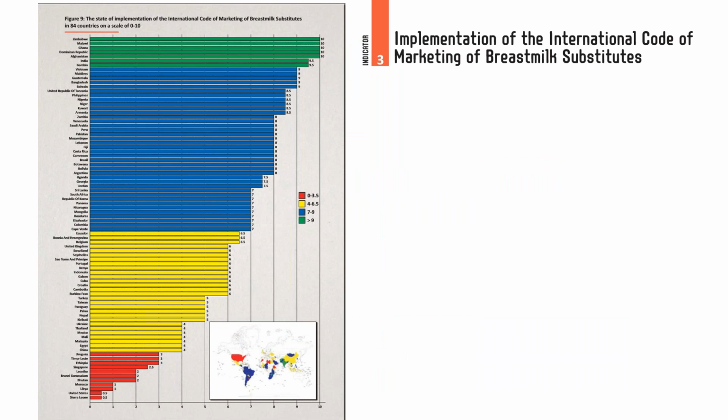And where are we in the world? Well, you can imagine where we are, right there at the bottom. Put my glasses on to see who's below us. We are at the same level as Sierra Leone. And you can see the top countries here are Zimbabwe, Malawi, Ghana, the Dominican Republic, Afghanistan, India, and Gambia have all scored in the green for the implementation of the code.